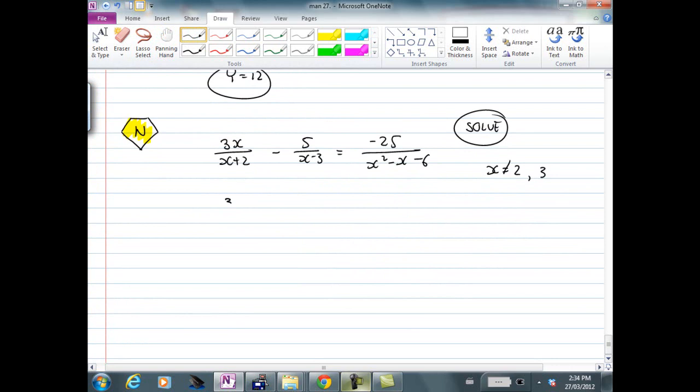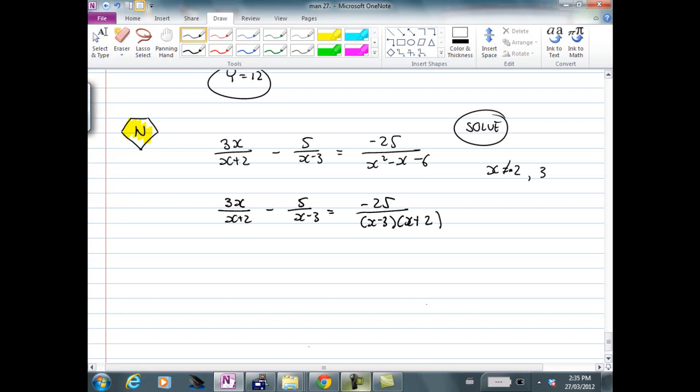Now, I'm going to just keep it simple and expand. X plus 2, x minus 3. Sorry, wait, what? Oh, sorry, yeah, negative 2. There's a negative. Again, of course, I always simplify. X minus 3, x plus 2.